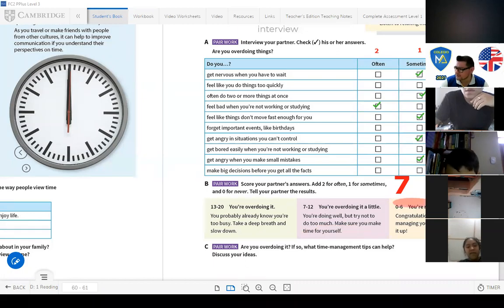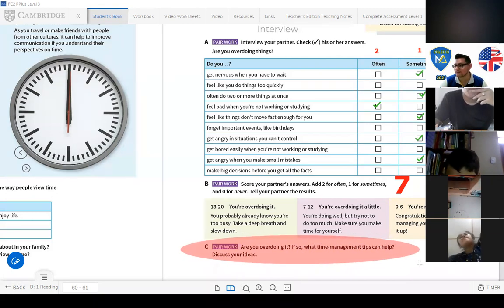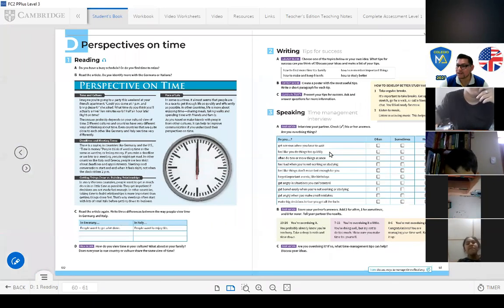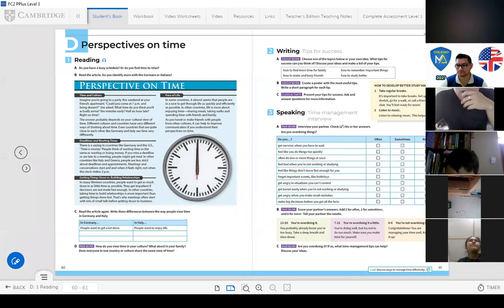Okay. Number 0 to 6, you are not overdoing it. Okay, si tú estás aquí en este score, en esta escala, you are not overdoing it. No estás sobrecargado. Congratulations, you are managing your time very well. Keep it up, ¿no? Estás manejando muy bien tu tiempo. Excellent, ¿no? Now, per work, are you overdoing it? If so, what time manager tips can help you? Okay, no, we may need to develop some new things.